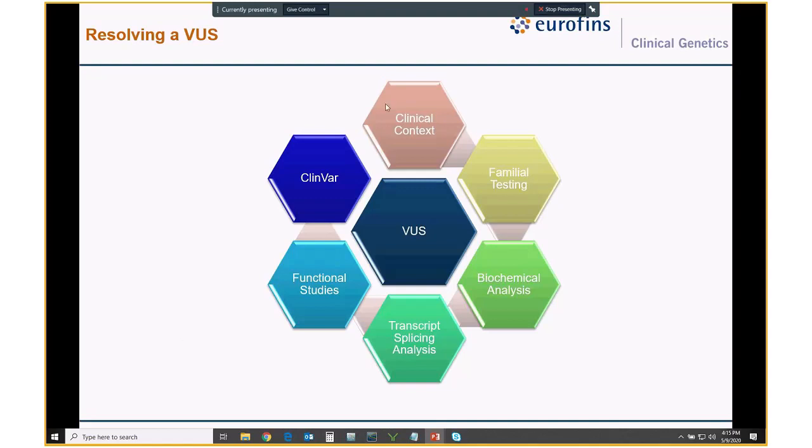ClinVar, of course, would help you understand why this VUS is there, what the classification is, and the evidence for and against. And then you can also look at whether you want to redefine it. Please do get back to us, my reporting team and I, with any cases where the VUS is unresolved or you would like further resolution. We are happy to help.